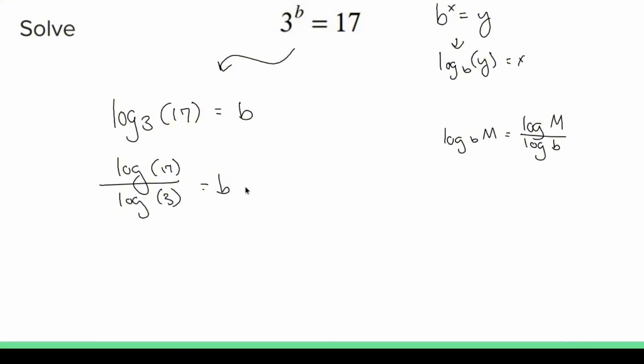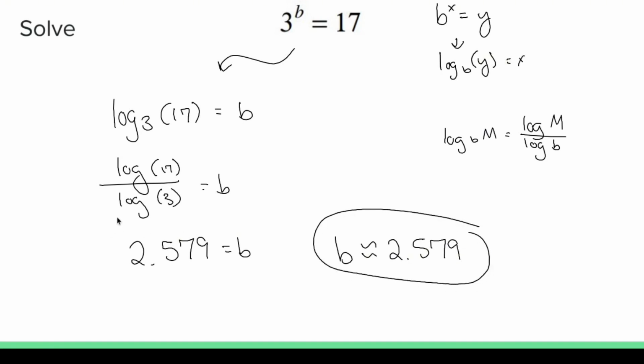And I got 2.5789, so we'll go with 2.579 equals b, or b is roughly equal to 2.579. So yeah, now we're kind of getting into the, we're going to need a calculator territory to do some of these problems. Not too much fun.